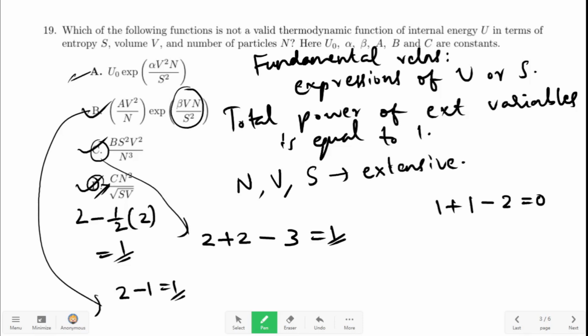In the case of A, U0 is constant and the power inside the exponential is not 0. So the total power of extensive variables is not equal to 1 in the case of option A. Therefore, option A is not a valid thermodynamic function of internal energy.